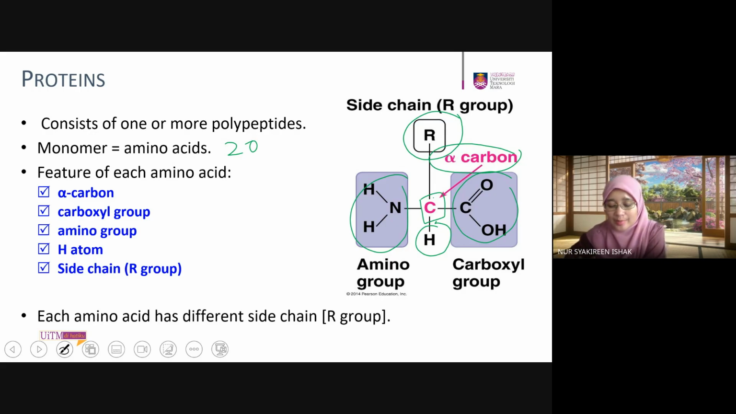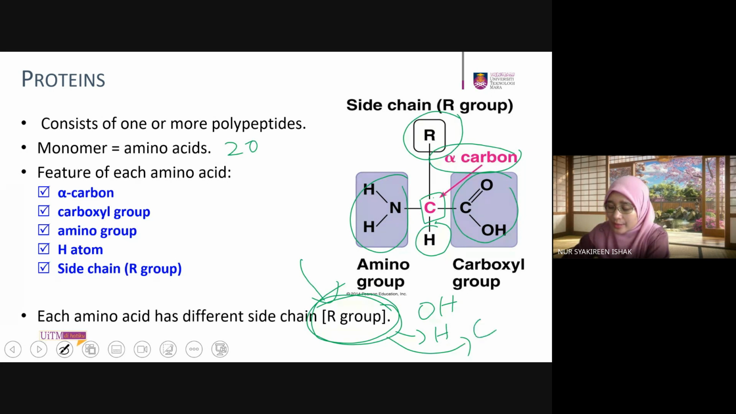Okay, so each amino acid has a different side chain. So the side chain determines the 20 different types of amino acids. So the side chain will differ. So there are side chains that have, for example, a hydroxyl group. There are side chains that only have hydrogen atoms. There are side chains that have carbon and also hydrogen, the hydrocarbons. There are also side chains that have an amino group. There's also a side chain that has a carboxyl group.